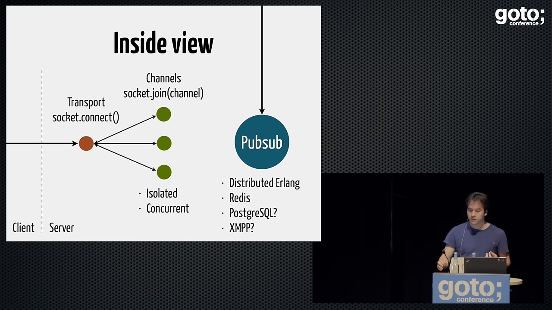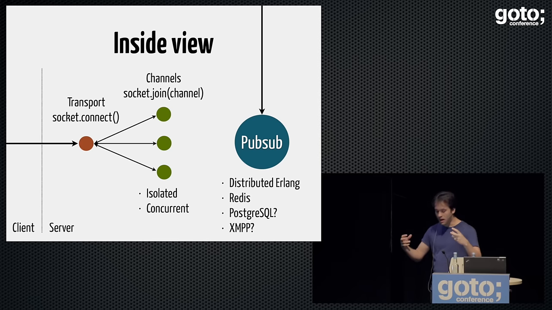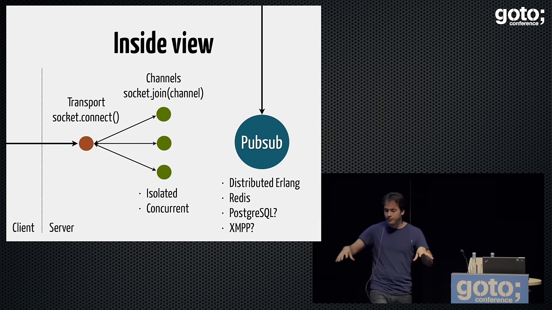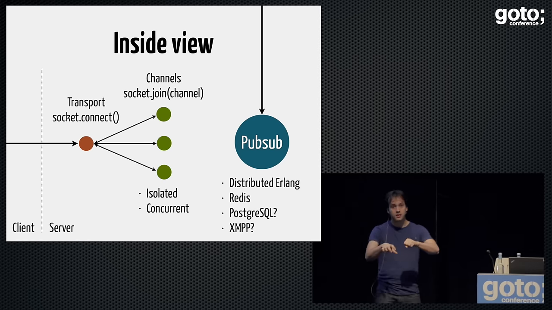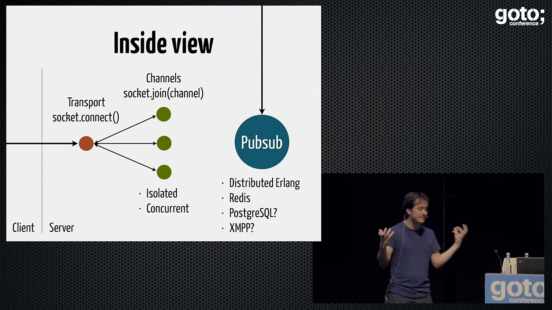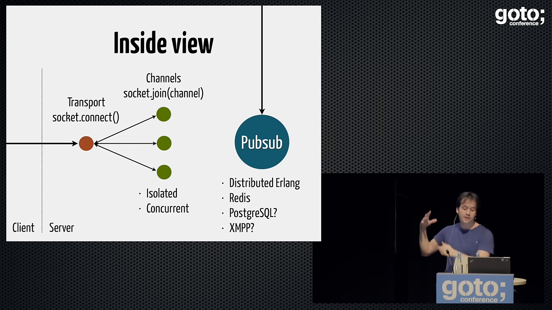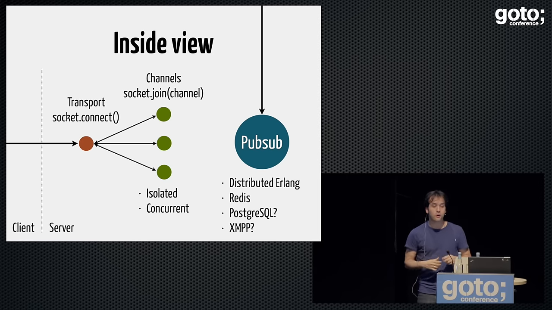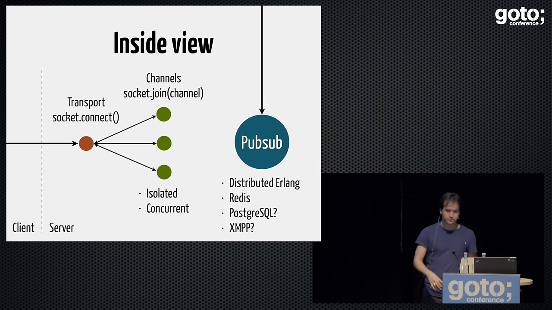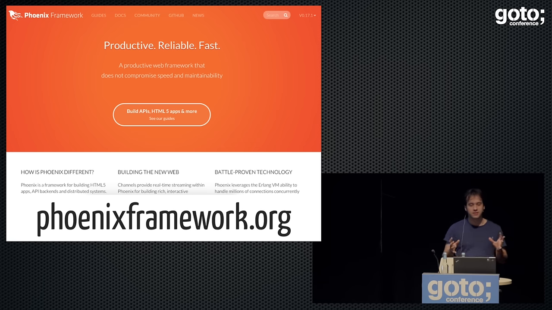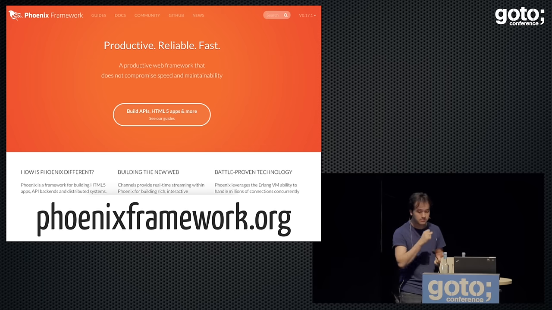And by default, it uses distributed Erlang, and that's why it's plug and play. As you add Phoenix machines to your cluster, they're going to start talking to each other because Erlang has this idea of distribution built-in. But if you cannot run distributed Erlang or have some concerns, you can bring your own pub-sub mechanism too. All right, that was a short introduction to Phoenix and the history behind it. And you can learn more about Phoenix on the website.